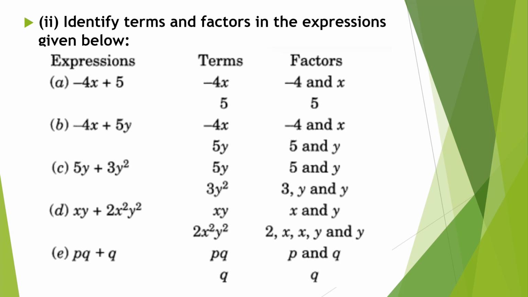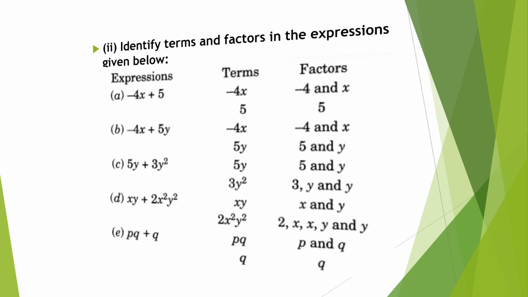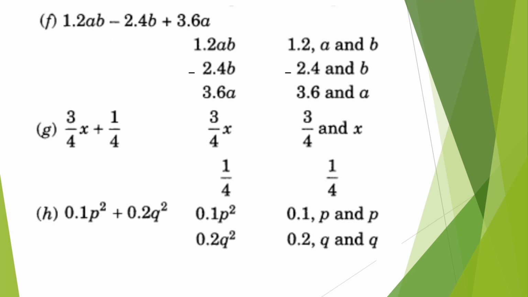Next question is PQ plus Q. First term is PQ. Its factors are P and Q. Second term is Q itself and its factor is Q. Next F, 1.2 AB minus 2.4 B plus 3.6 A.